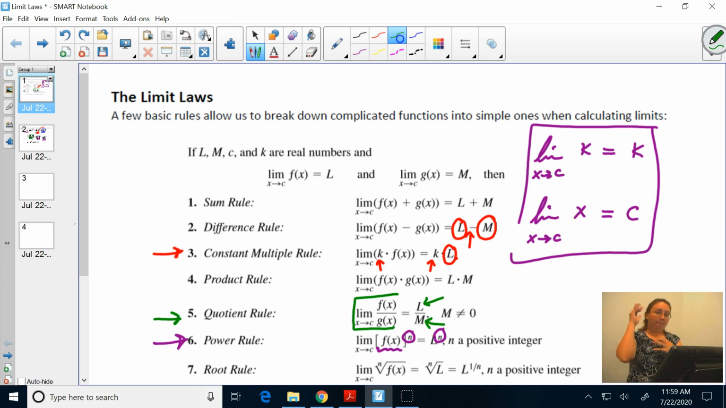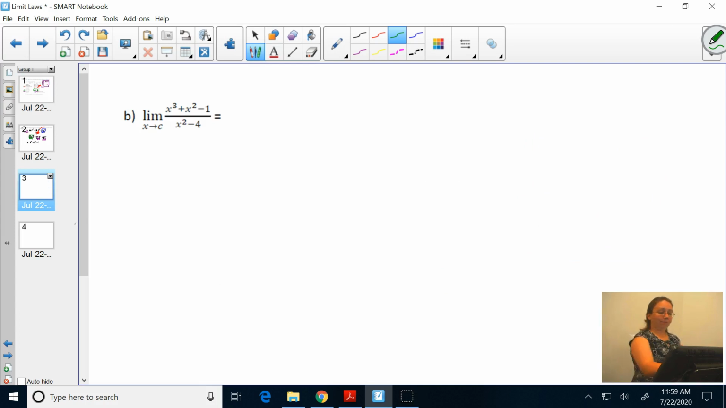So instead of working one big problem, you're going to break it up. You're going to work the top and the bottom each separately. Note, the bottom limit cannot be 0. If the bottom limit is 0, this will not work. You're going to need another tool that we're going to talk about later. But as long as it works, good. Alright, so, like I said, you're not going to work it as one big quotient. You're going to work it as a top and a bottom.